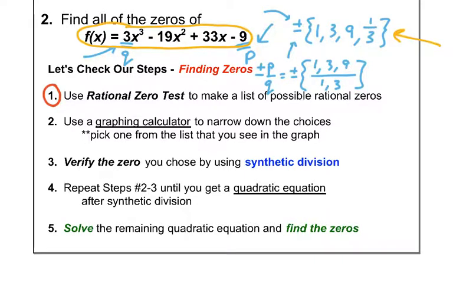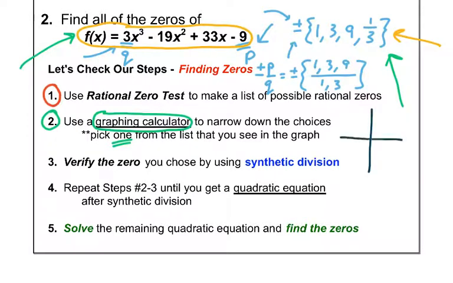And way back in the day, we would do synthetic division or synthetic substitution on all of these to see which ones work. But we're going to do a little bit of a cheating shortcut. On number 2, we are going to use our graphing calculator, but just as little as possible. Pick one from our list of p over q's up here that you also see on your graph. Okay, let's put this one on a graphing calculator. And when I do, it looks a little bit like this shape, if you do it right.